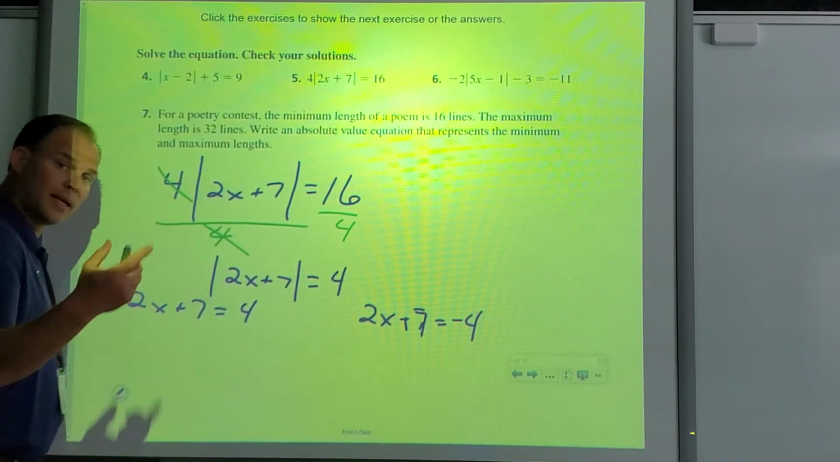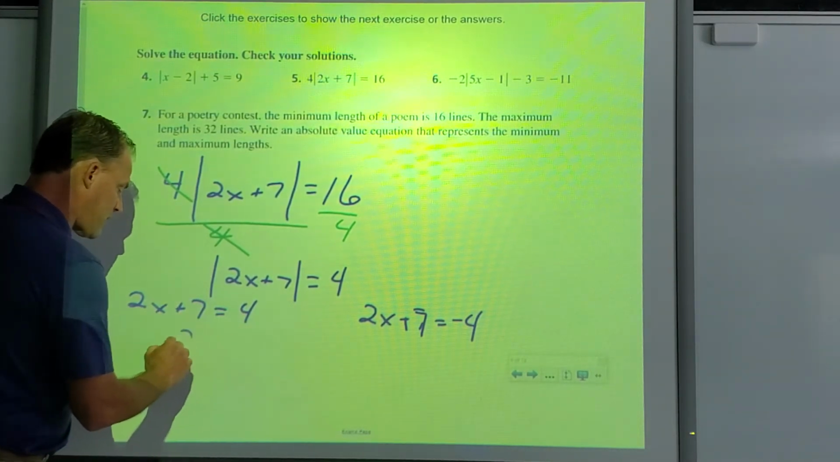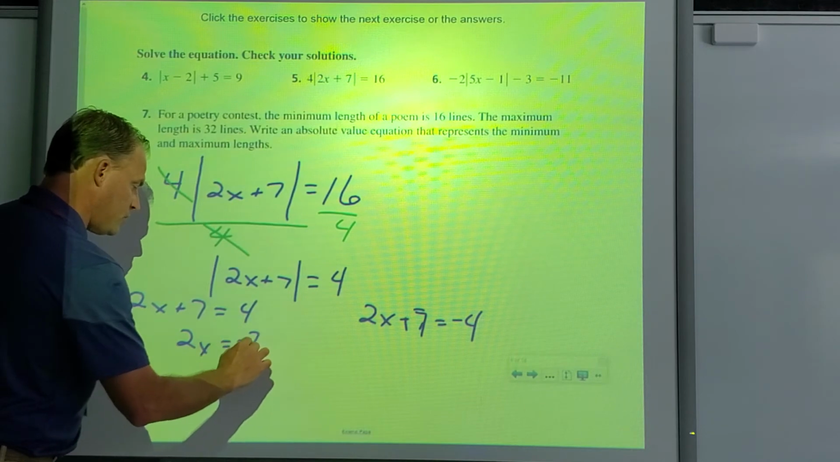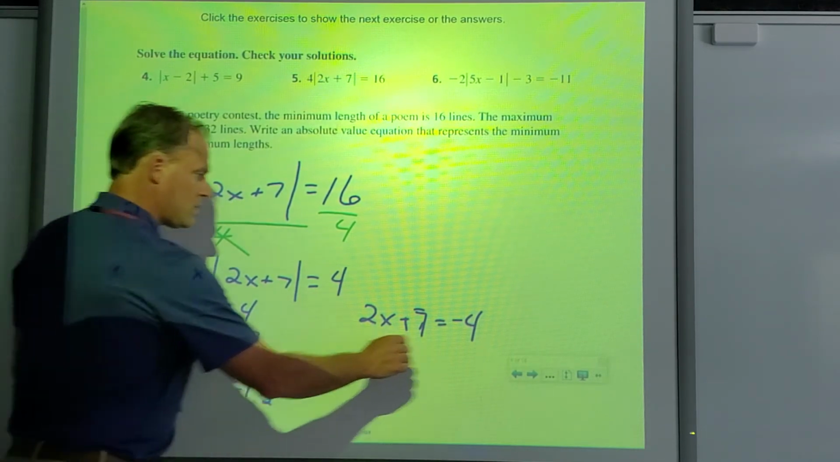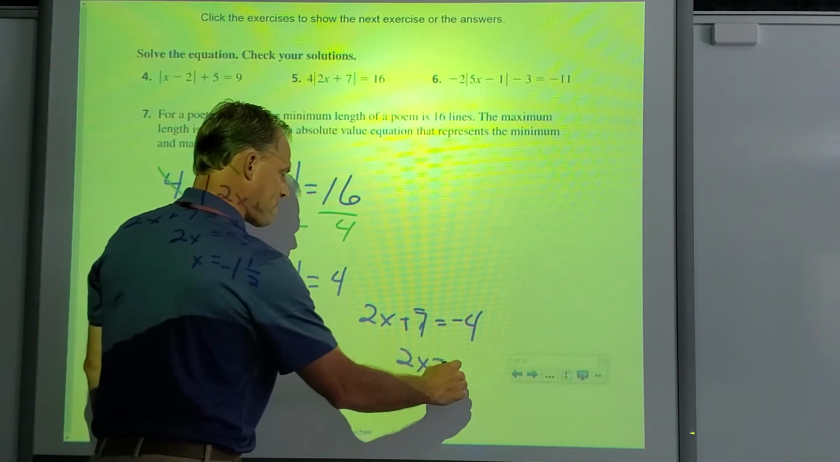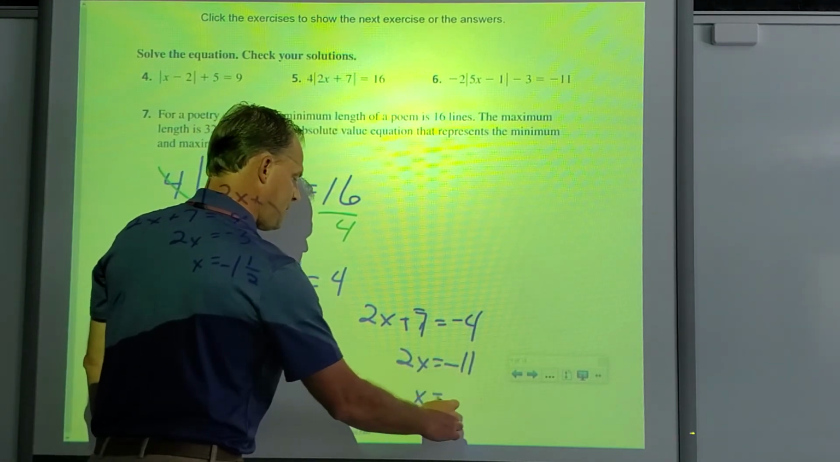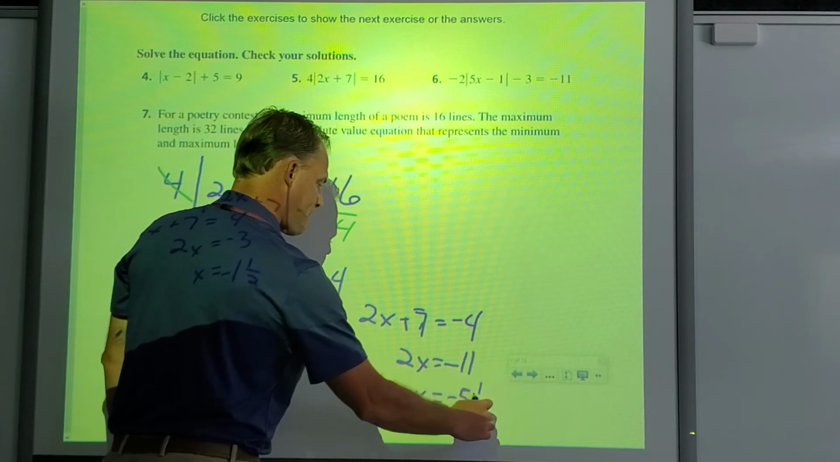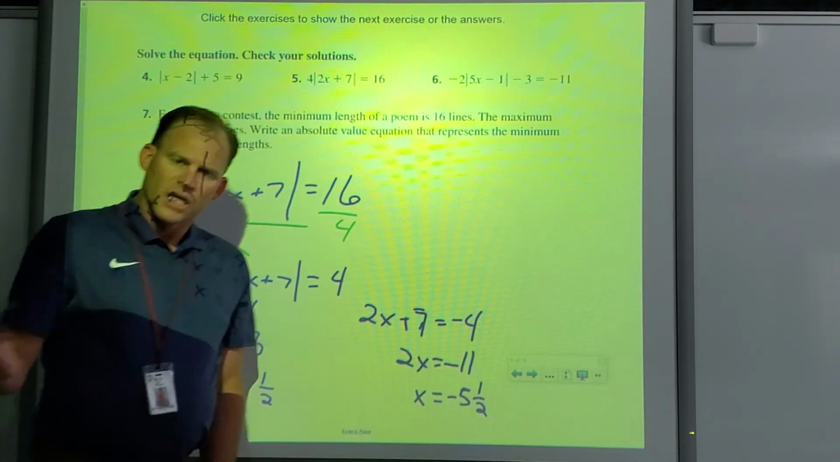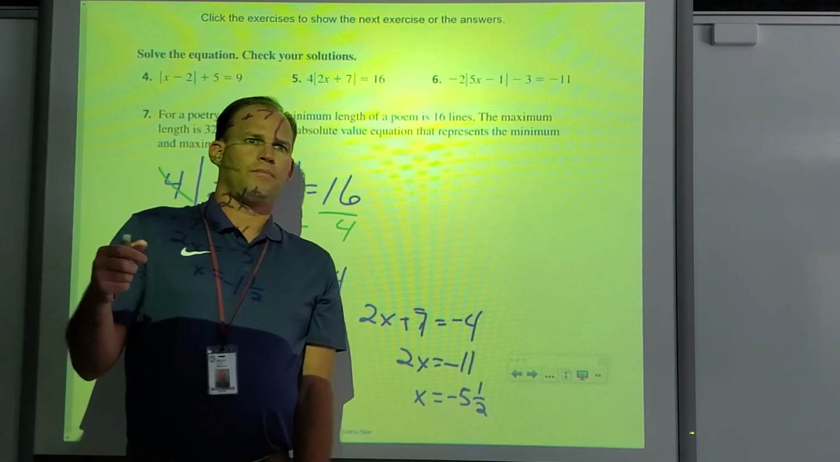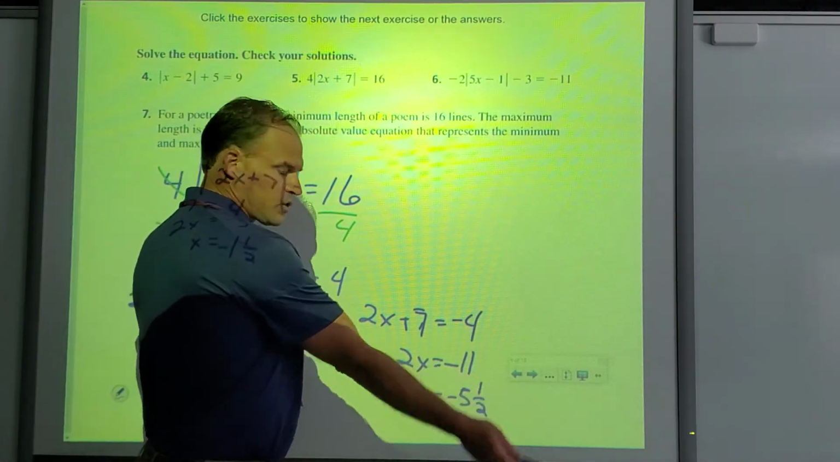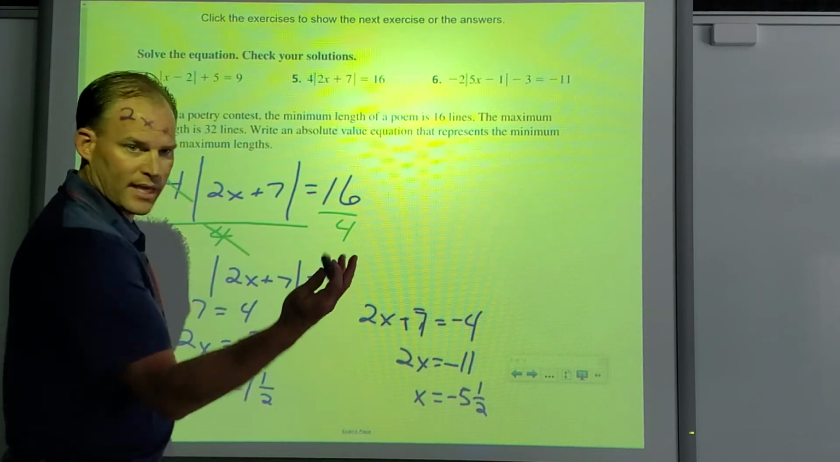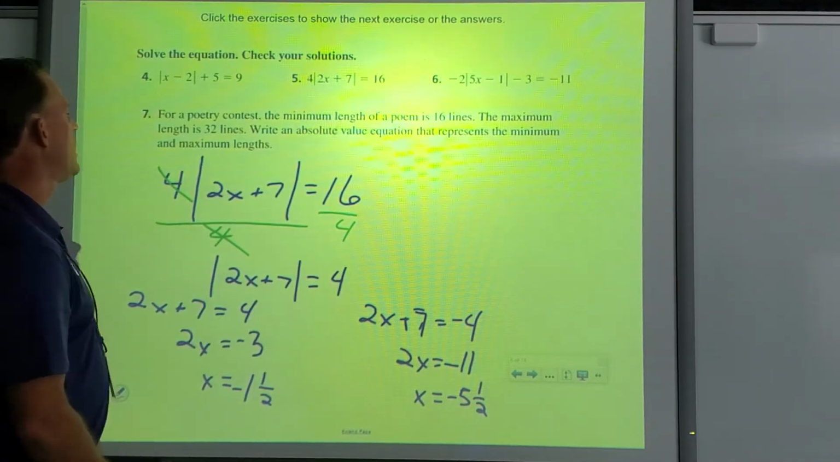Solve. I'm going to skip a couple steps here. Subtract 7, or I'm not going to show you. I'll do them. Divide. Subtract 7. Divide. As far as fractions and decimals go, I prefer fractions. I know some of you prefer decimals. You could write 11 over 2. You could write 5.5 negatives. Either, I'll take it all.